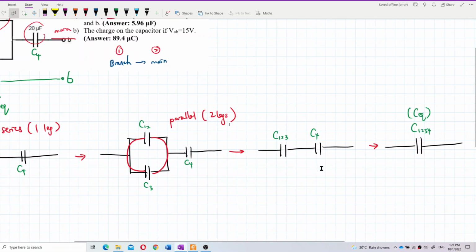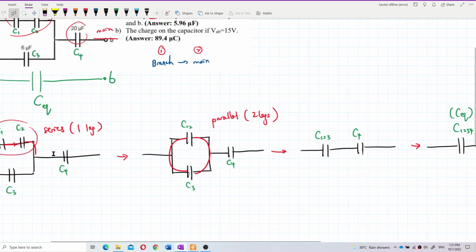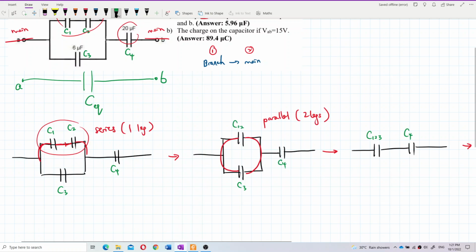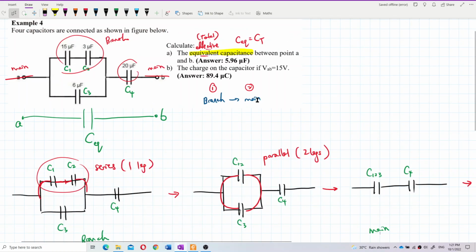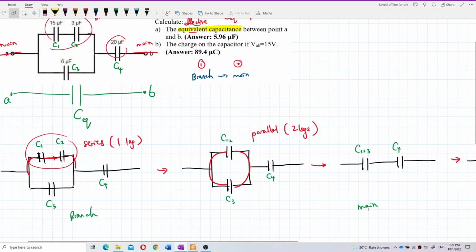After that, this C12 and C3 combined, we get C123. See, now we are in the main circuit already. Last time we worked in the branch. Now we have moved to the main circuit. I told you we always start from the branch, then we go to the main circuit. We don't directly say that C1 and C2 and C4 are in series. No, this is wrong. C4 is in series with the whole thing here, not with only C1 and C2.